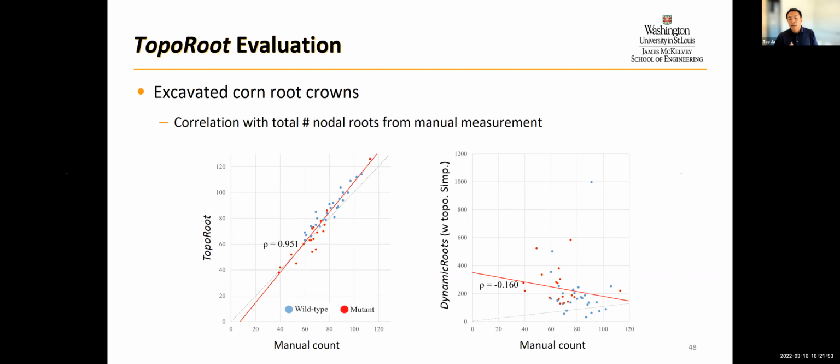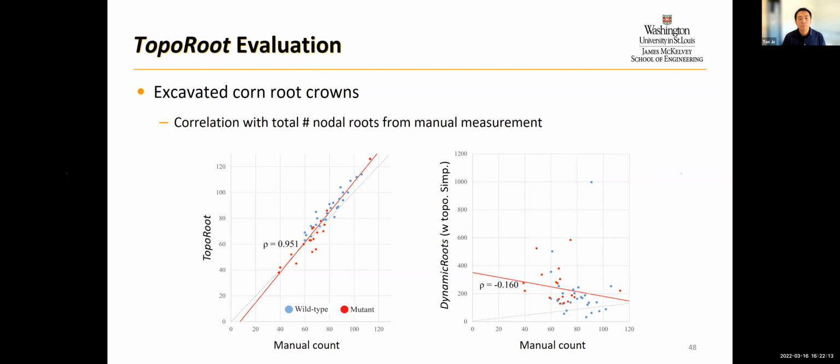system. And in contrast, the dynamic roots, even with topological simplification, fail to show any level of correlation with the manual count because of the errors it made in labeling the hierarchy levels. So this is quite encouraging.